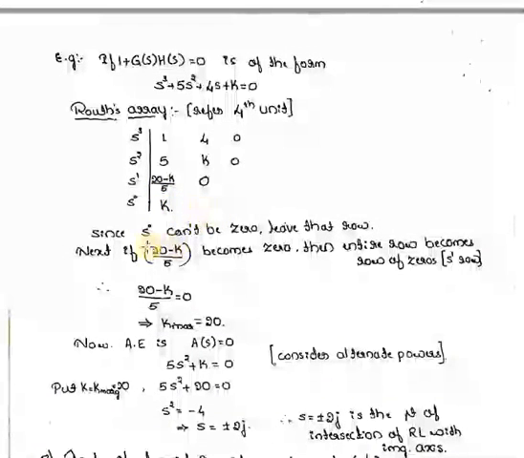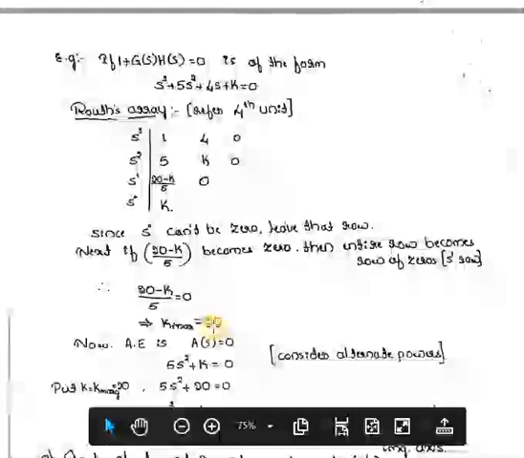Okay. So since S raised to 0 cannot be 0, we need to leave this row. Let us consider this row to get the auxiliary equation. Now if 20 minus K divided by 5 becomes 0, then the entire row becomes 0. So for that reason 20 minus K divided by 5 equal to 0, or K marginal is 20.